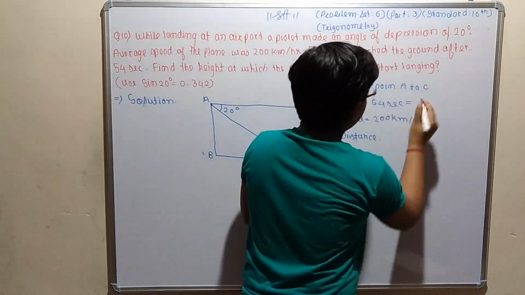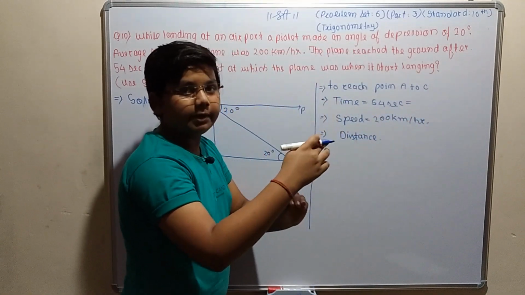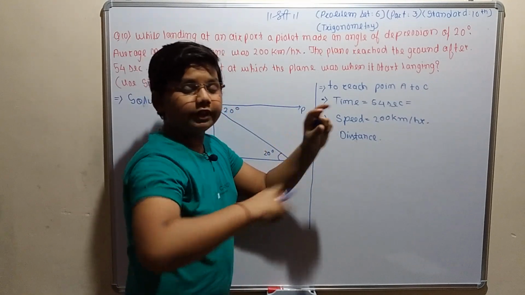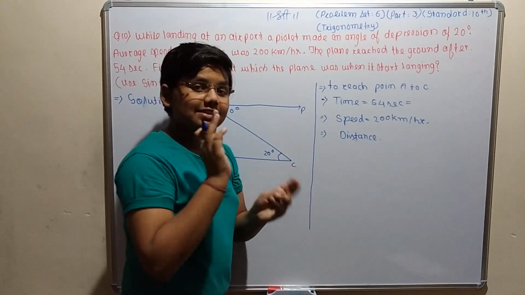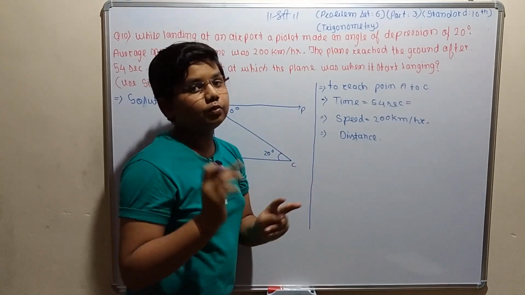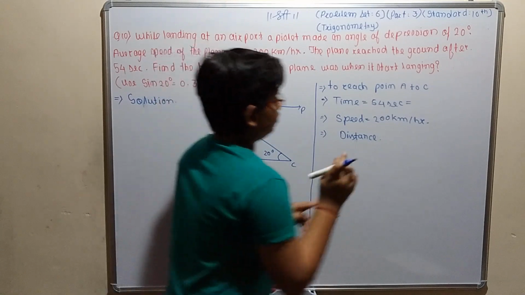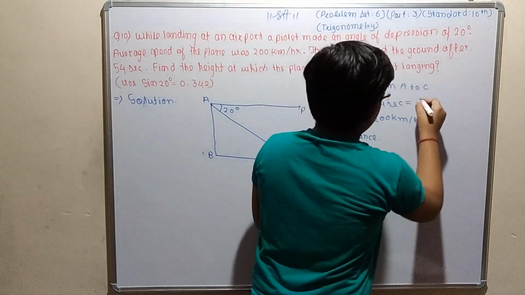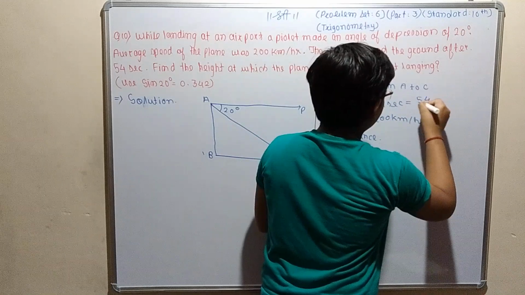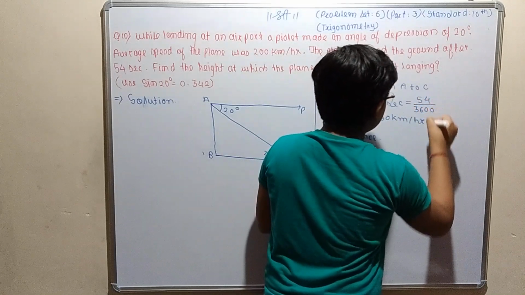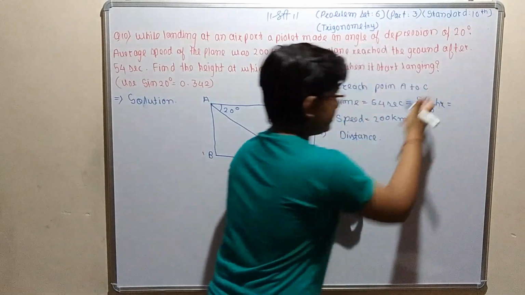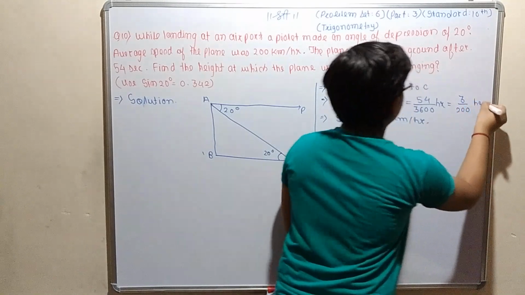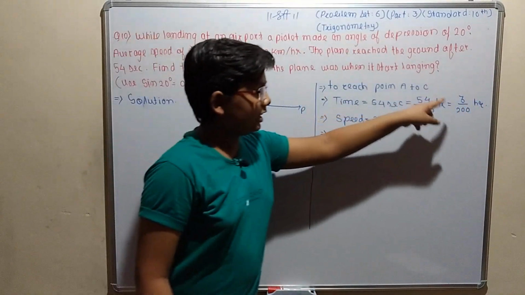Then how do we convert it? First divide by 60, then divide by 60 again. Why first divide by 60? Because we get minutes, and after dividing by 60 again we get hours. So 1 hour equals 3600 seconds. To convert it into hours, we divide by 3600. So it will be 54 divided by 3600 hour. If we simplify it, we get 3 by 200 hour. So we get time as 3 upon 200 hour.